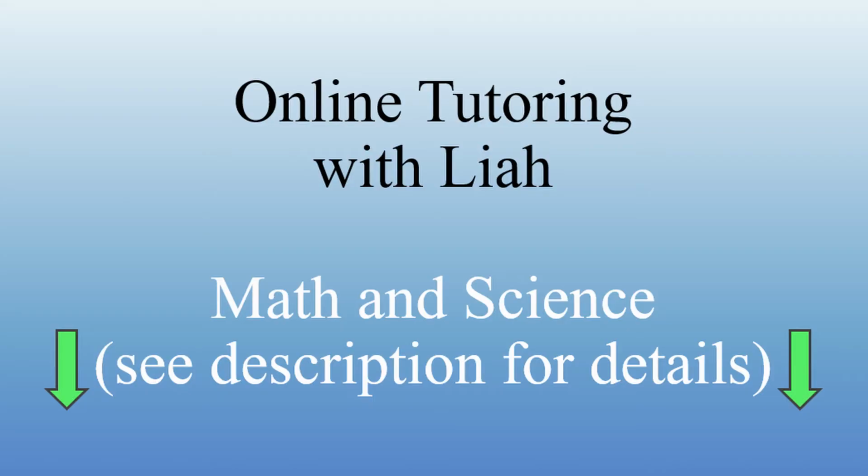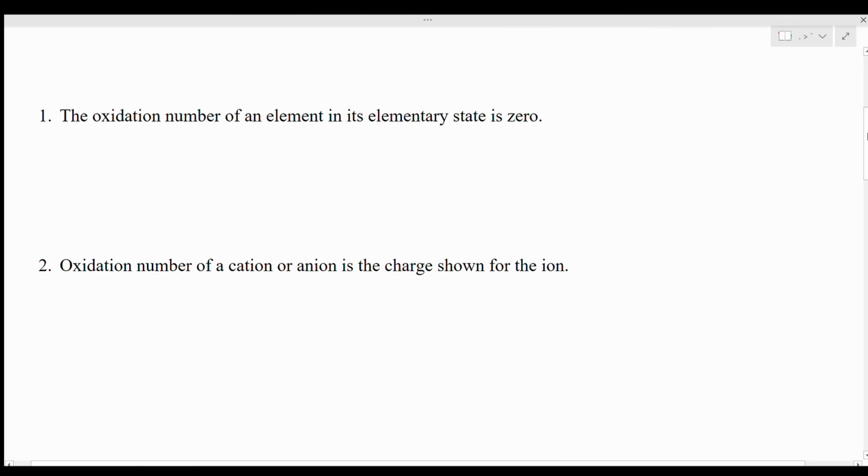Today I'm going to be talking about the oxidation number rules. Rule number 1. The oxidation number of an element in its elementary state is 0. This means that when an element is by itself and not mixed with another element, then its oxidation number will be 0. For example, if you have iron by itself, the oxidation number for this will be 0. If you have O2, oxygen gas, because oxygen is by itself and there is no other element mixed with it, the oxidation number for each of these oxygens will be 0.